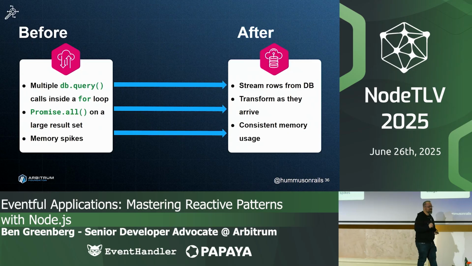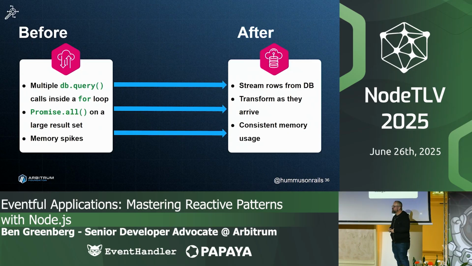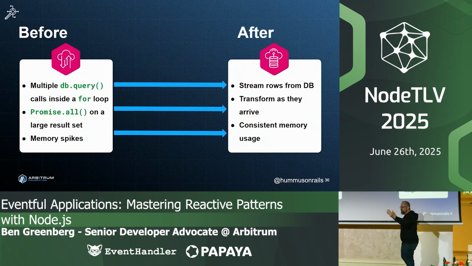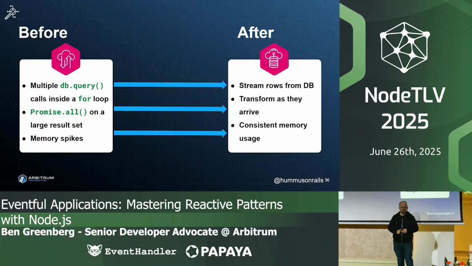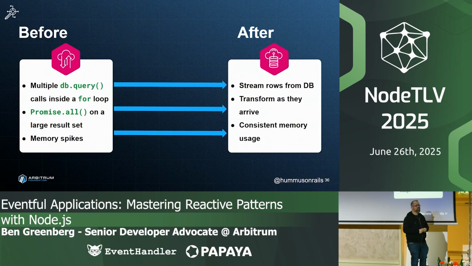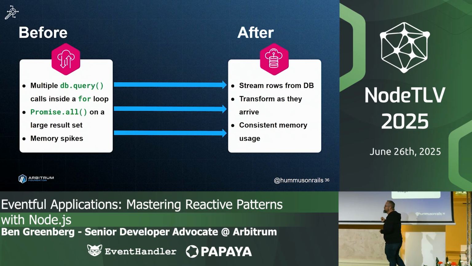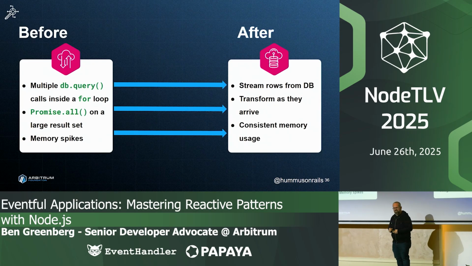Now, before, in the previous model, and what you may be used to, you make multiple database queries inside a for loop. We love for loops. What is more efficient in time and space than for loops? Instead of multiple database queries, you stream the rows from the DB. Instead of a promise.all on a large query result set, you transform the data as it comes in. And instead of memory spikes, you get consistent memory usage. Have I sold it to you a little bit? Yes, great. I've sold it to you.